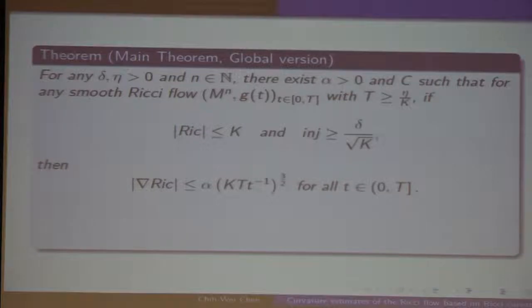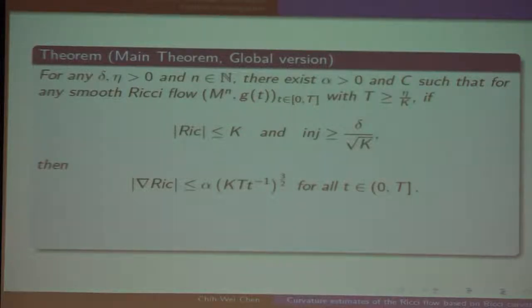So the main theorem is: given some constants delta and eta, and the dimension n at least 2, there exist two constants, alpha and c, such that for any Ricci flow which is smooth and defined up to a definite time interval, if the time is too small, then I cannot improve the metric, right? Just like a Schauder estimate, you need a definite surviving time for the flow to improve the curvature bound. Okay, so there is a lower bound on capital T.